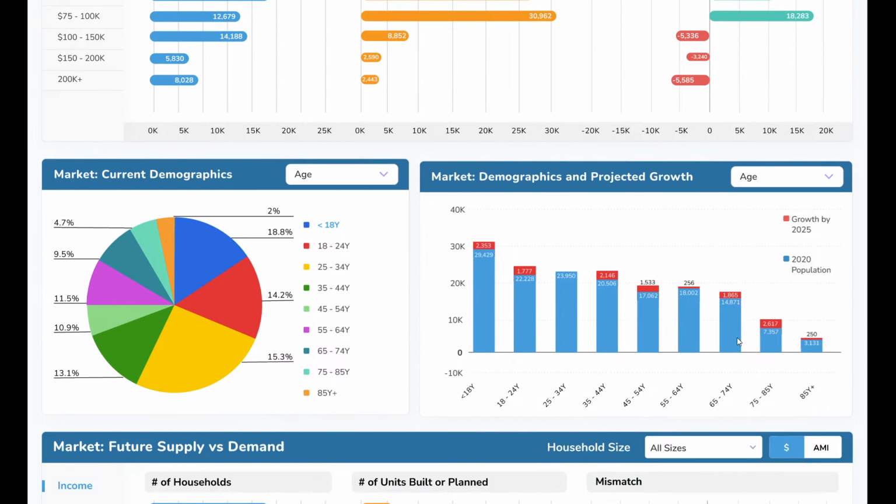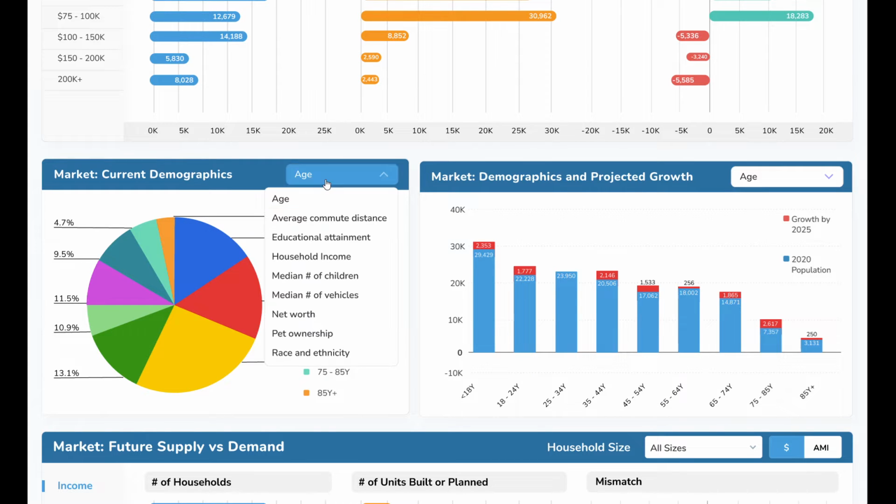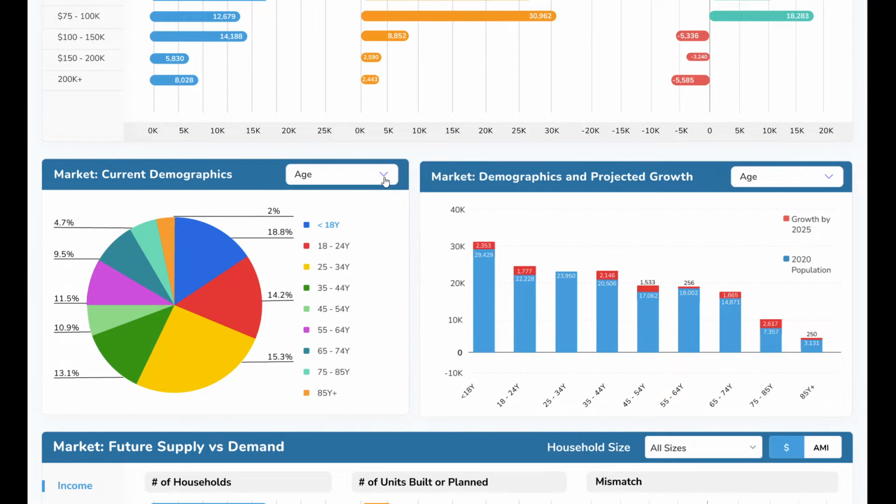It's also important to understand who lives in the market today and who is projected to live in the market over the next 5 years. The current demographics features gives insights related to those living in the market currently, like their age, if they have pets, the median number of children, among others. These are all important characteristics to take into account when creating the units and amenity mix of a development. Like we told you at the beginning, the Housing Needs Assessment tool can tell you what to build.